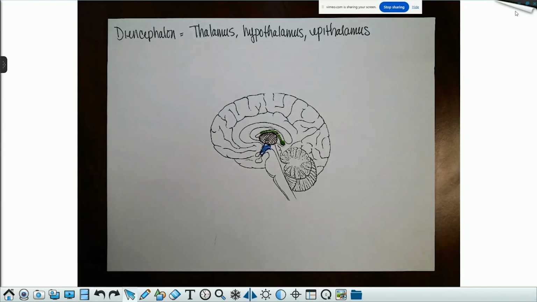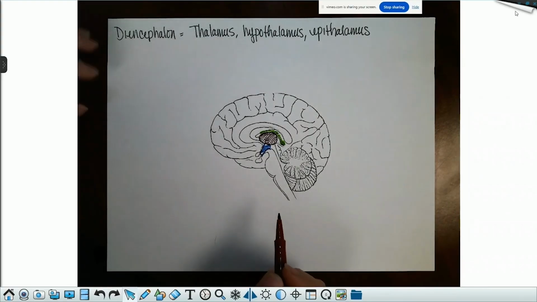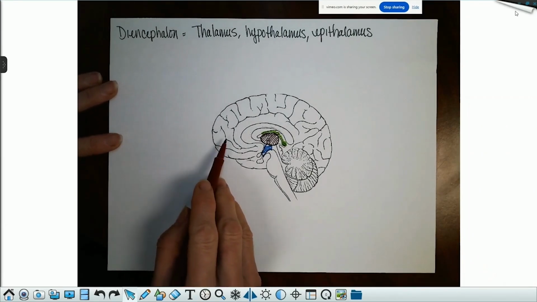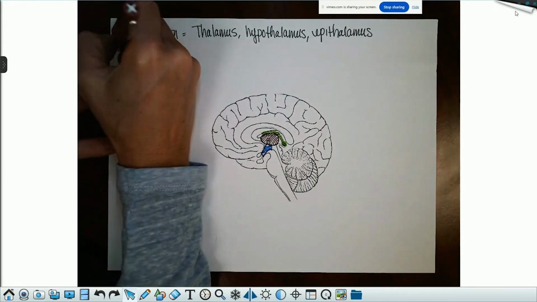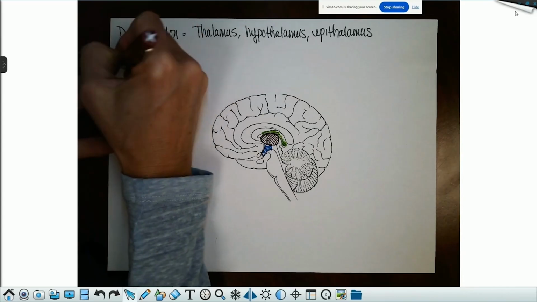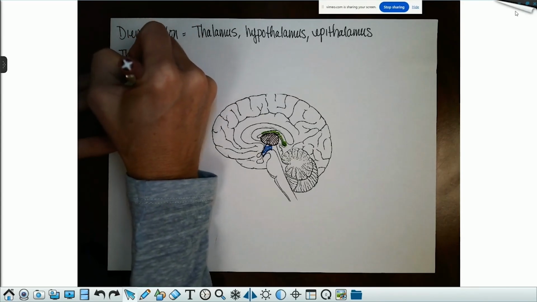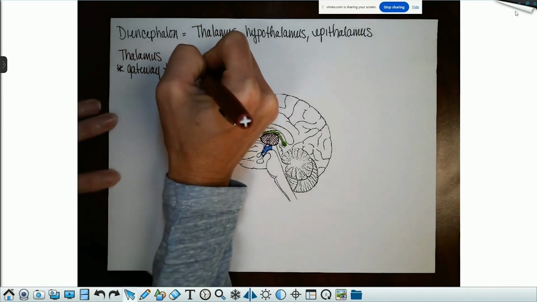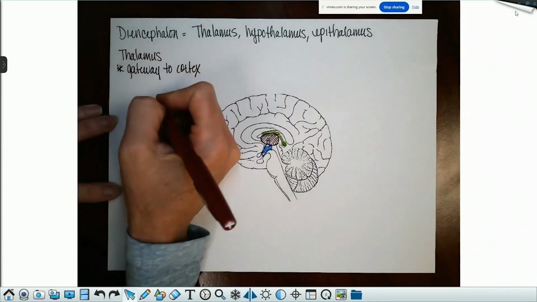All right, so let's look at each of these structures now. I'm going to start with the thalamus. This is the gateway to the cortex, meaning that all information that comes from the body is going to pass through this structure before it goes on to the rest of the cerebrum. Remember, cortex is the gray matter of the cerebrum.